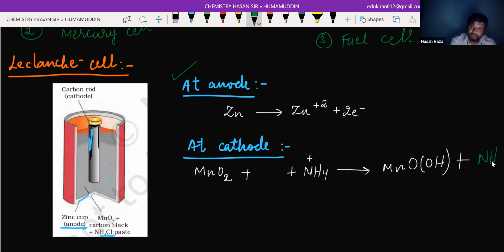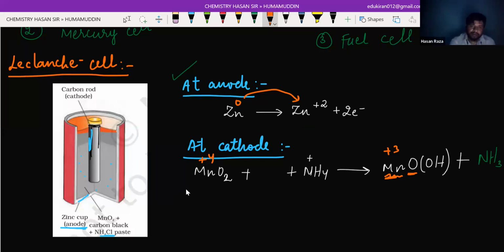Now you can see that zinc is going from 0 to +2, which is oxidation. And here, if you check the oxidation state, oxygen has -2 and 2 oxygens are there. So this manganese will have +4 oxidation state. But in MnOOH, due to the oxygen, this will have -2, but OH is hydroxide ion, which is -1. So the oxidation state of manganese will be +3. So you can see reduction took place here. So this is the reaction of the Leclanche cell at anode and at cathode.